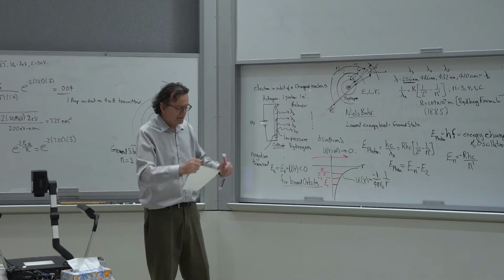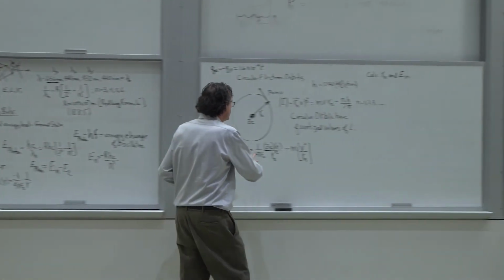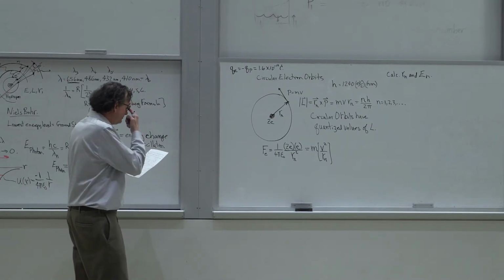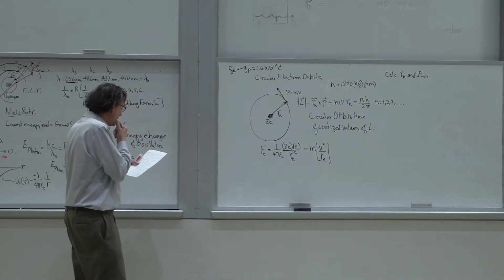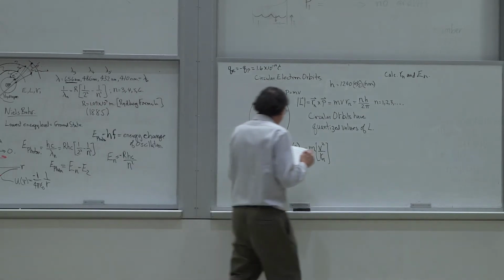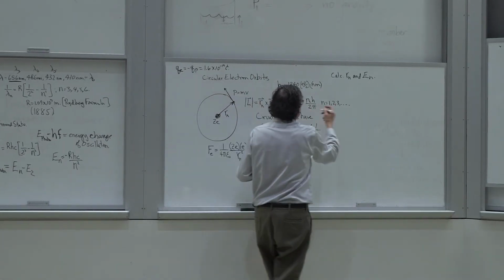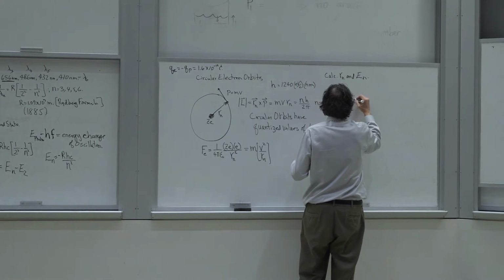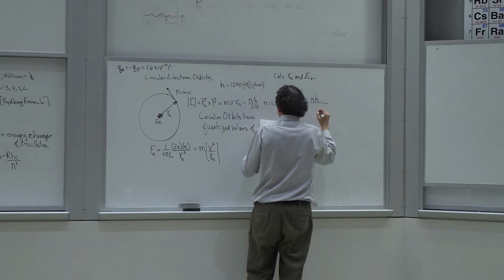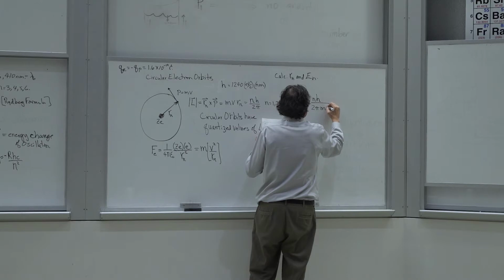Okay, so we're almost there. This is force. This is Coulomb's law applied with Newton's second law. Now I want to be able to solve for the radius. So what I'm going to do is solve this equation for v. Over here, I can get that v is equal to n times h divided by 2 pi times the mass times the radius, r sub n.